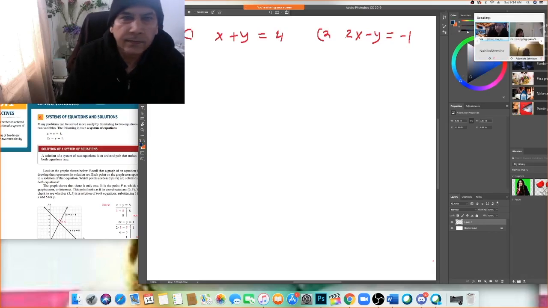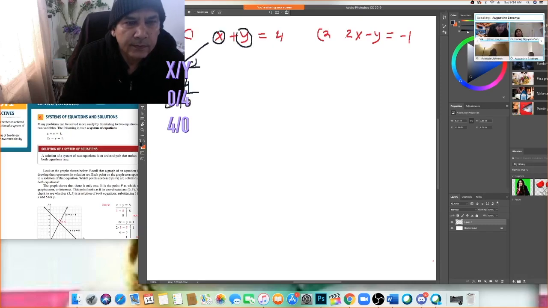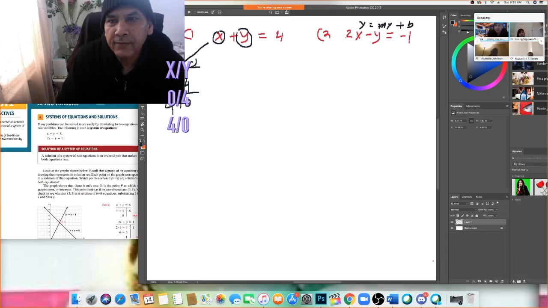So let's draw the graph. We're gonna make a table for this equation. So we're gonna call x and y, right? Now if x is 0, what's my y gonna be? If x is 0, y is gonna be 4. If y is 0, what's gonna be my x? 4. So this is all set for this side. So let's go to this side here. If x is 0, what's going to be my y? 1. Okay.